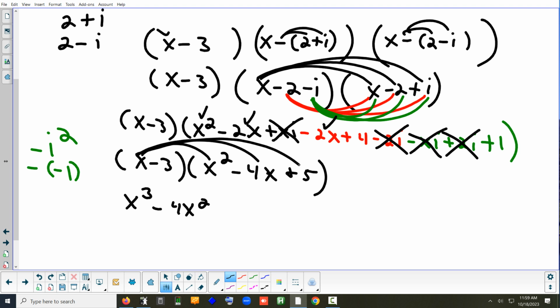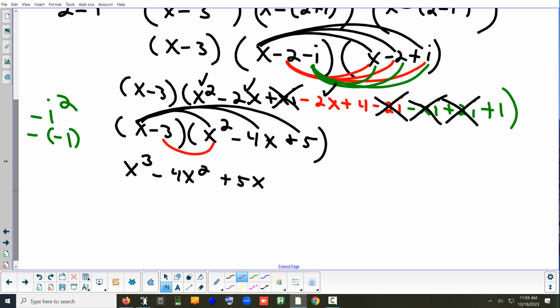What's x times 5? 5x. What's negative 3 times x squared? Negative 3x squared. Negative 3 times negative 4x. 12x. And what's negative 3 times 5? Negative 15.